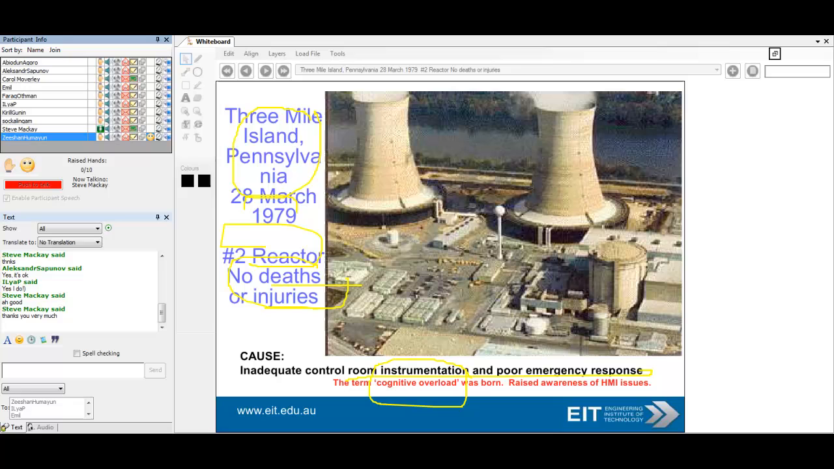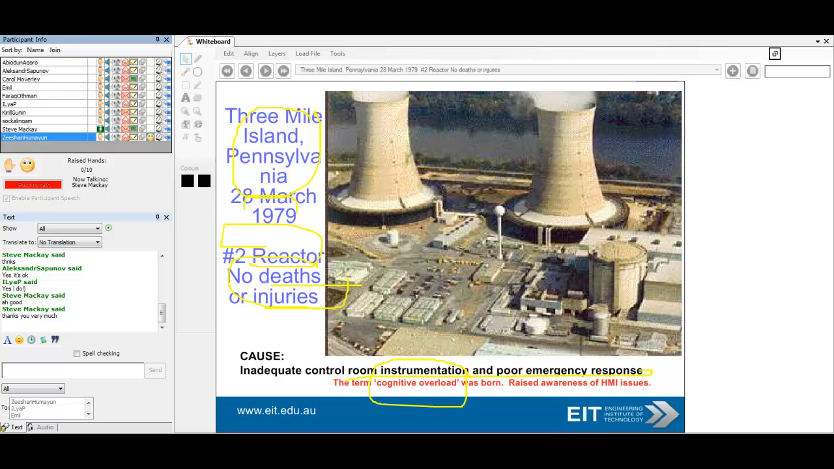Cognitive overload means you've got a ferocious amount of information pouring out at the operator, and the operator just can't cope. So there may be something happening on his SCADA or distributed control screen, but he's so overloaded with information he doesn't see there's a problem occurring. So you can't just bombard the operator with tons of information. You've got to make sure he or she is trained, and there's a reasonable amount of information, so very important.